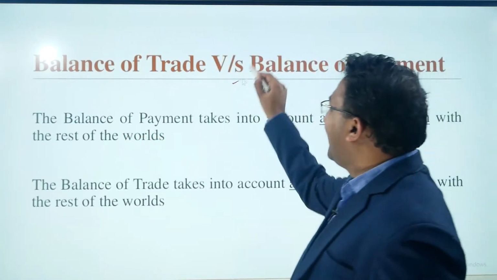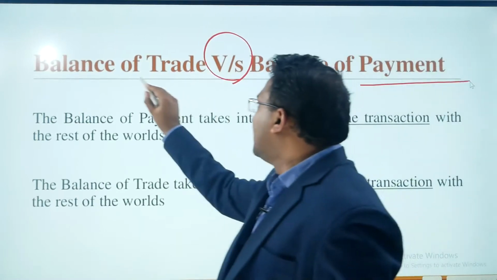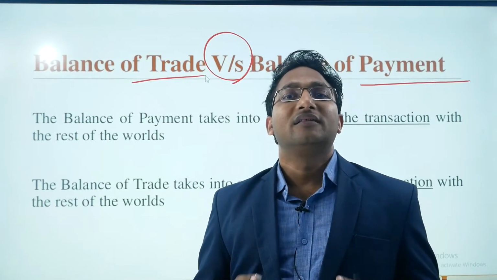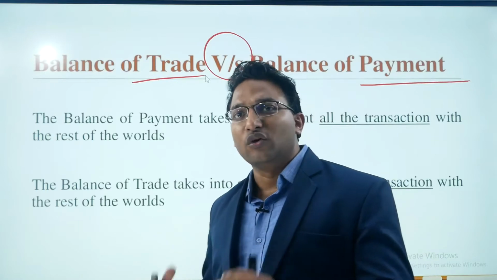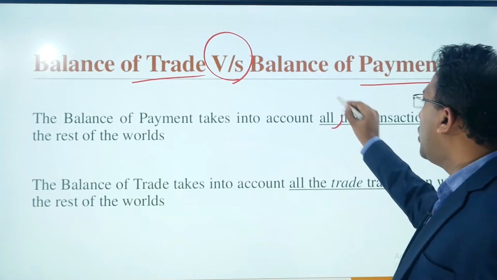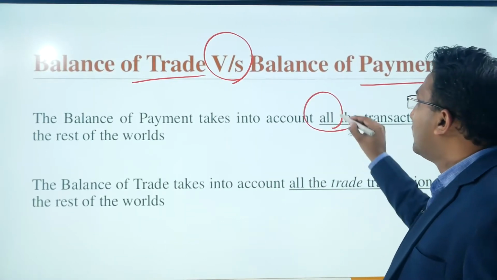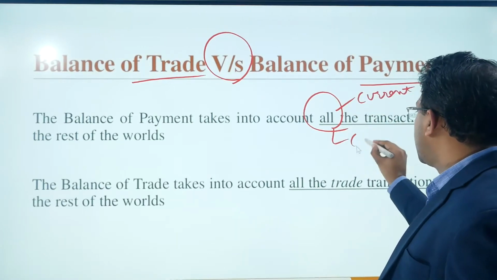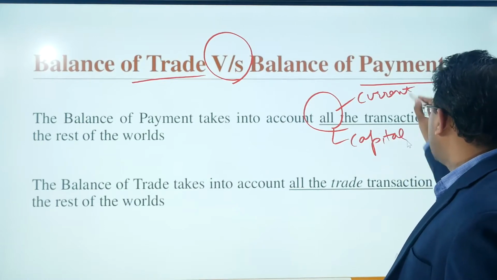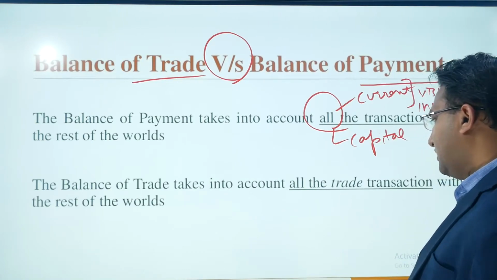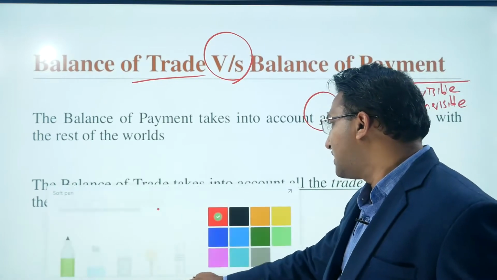Now, what is the difference between balance of trade and the balance of payment, right? I am discussing these small topics because there is a possibility that questions can come from them. The balance of payment takes into account all the transactions. All means whether current account or capital account, whether visible or invisible. So all the transactions are taken care of.